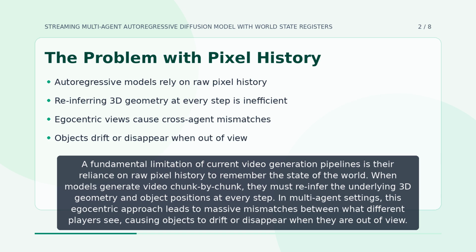A fundamental limitation of current video generation pipelines is their reliance on raw pixel history to remember the state of the world. When models generate video chunk by chunk, they must reinfer the underlying 3D geometry and object positions at every step. In multi-agent settings, this egocentric approach leads to massive mismatches between what different players see, causing objects to drift or disappear when they are out of view.